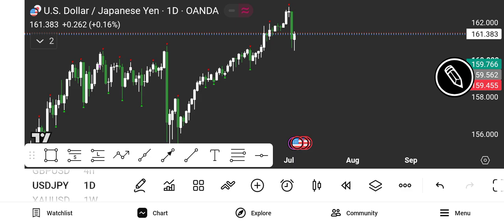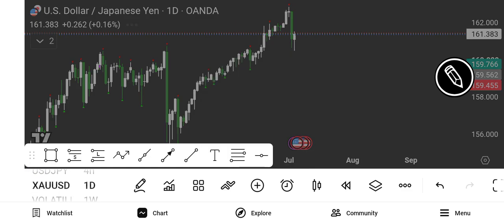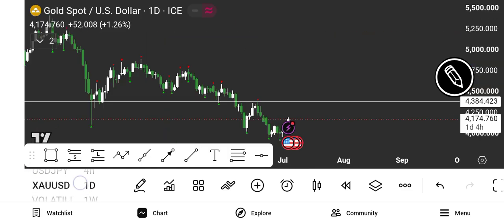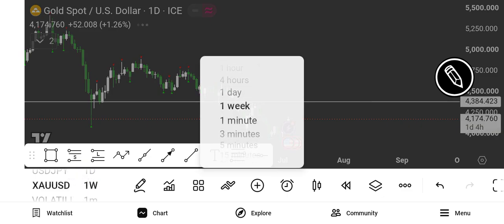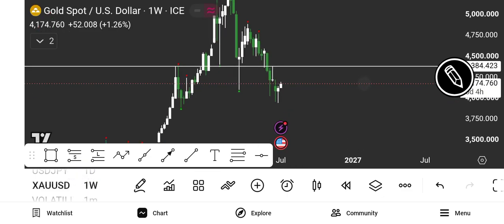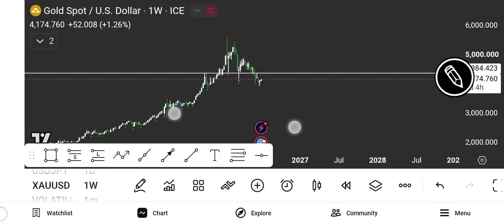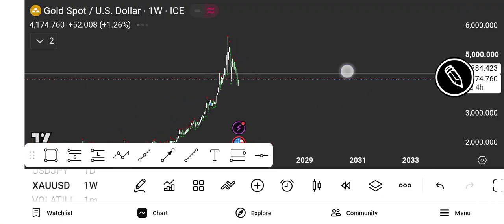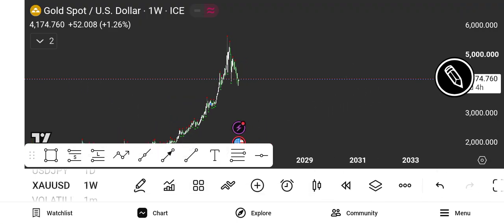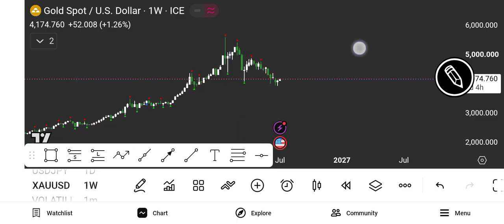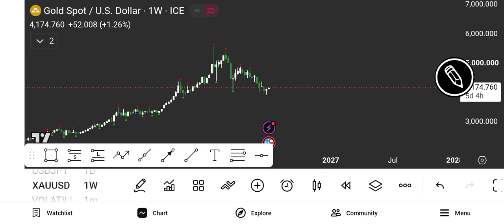Right, next up we have XAU USD. On XAU USD, let's go to the weekly time frame. On the weekly time frame for XAU USD, what do we have? You can see that firstly I have to zoom out to have a bird's eye view of the chart to show me what the chart is actually doing.